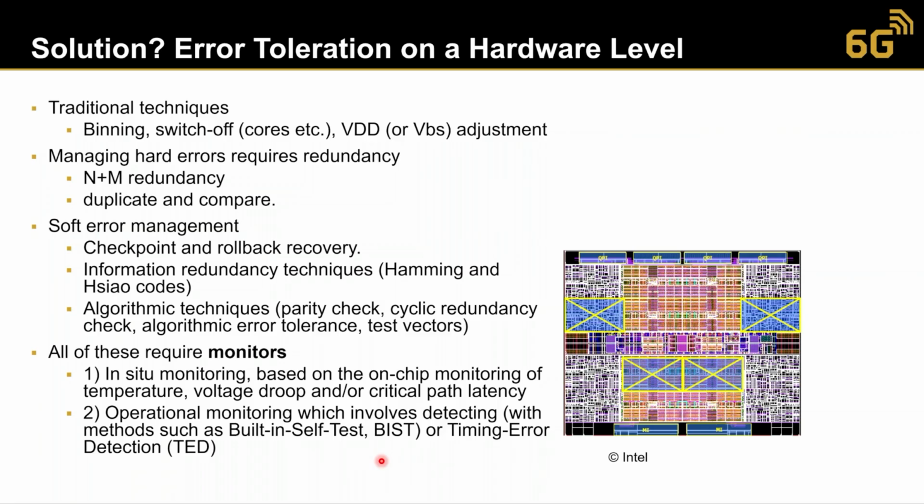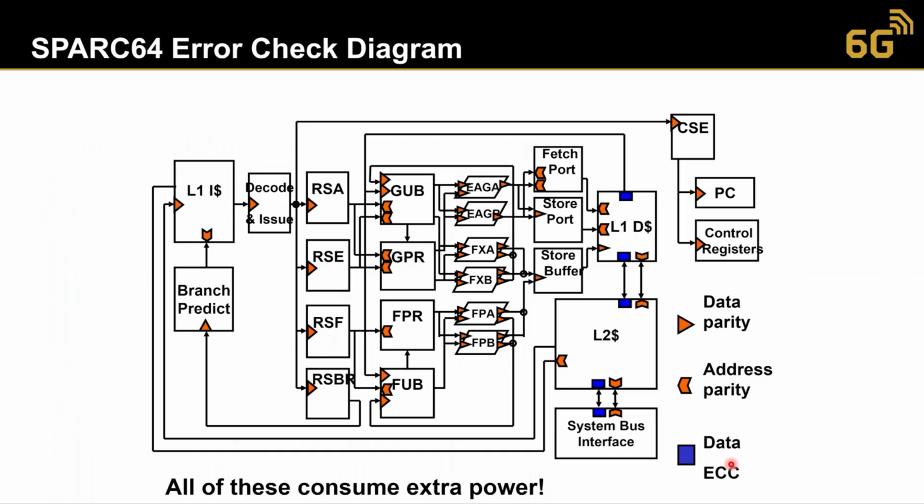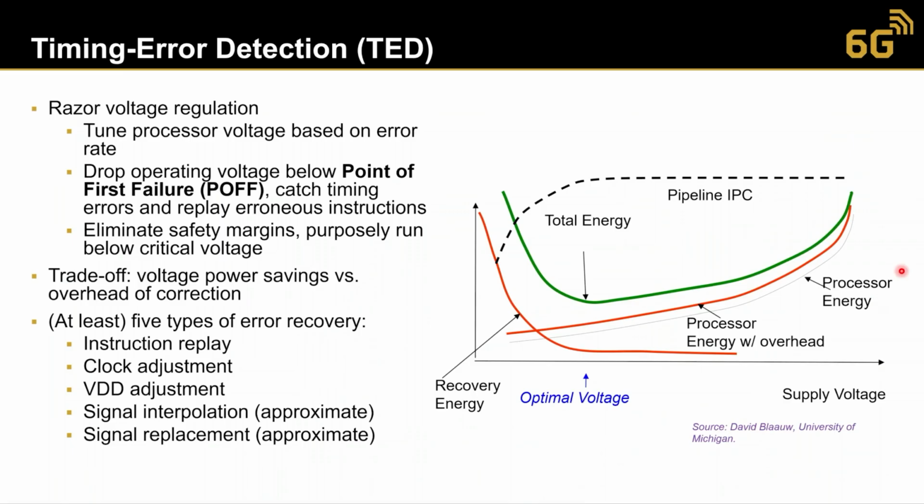But first, like I said, this is actually an old solution. This has been known for tens of years. If we go back to the SPARC 64 processor, 30 years old or more now, it had a number of parity and error correction solutions already on chip back then, mainly because the chip was so big, so they probably saw yield issues with a big chip. I mentioned timing error detection.